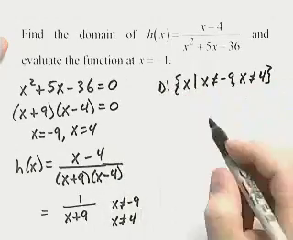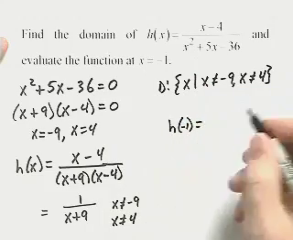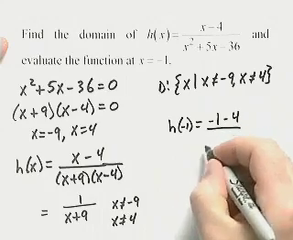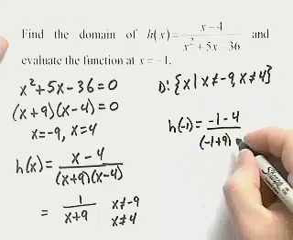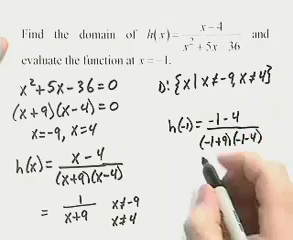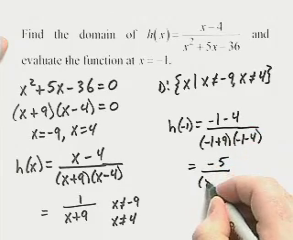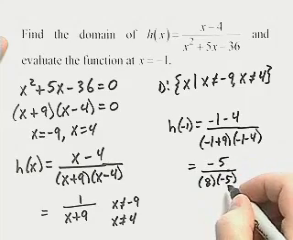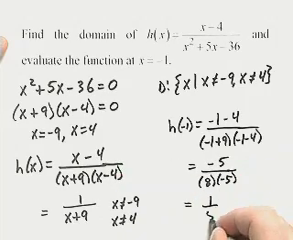Next we want to evaluate the function at negative 1. So we want h of negative 1. That's equal to negative 1 minus 4 over negative 1 plus 9 times negative 1 minus 4, using the factored form. In the numerator we'll get negative 5. The denominator will have 8 times negative 5. Notice the negative 5s will cancel. It comes from that common factor. And so we end up with 1/8.